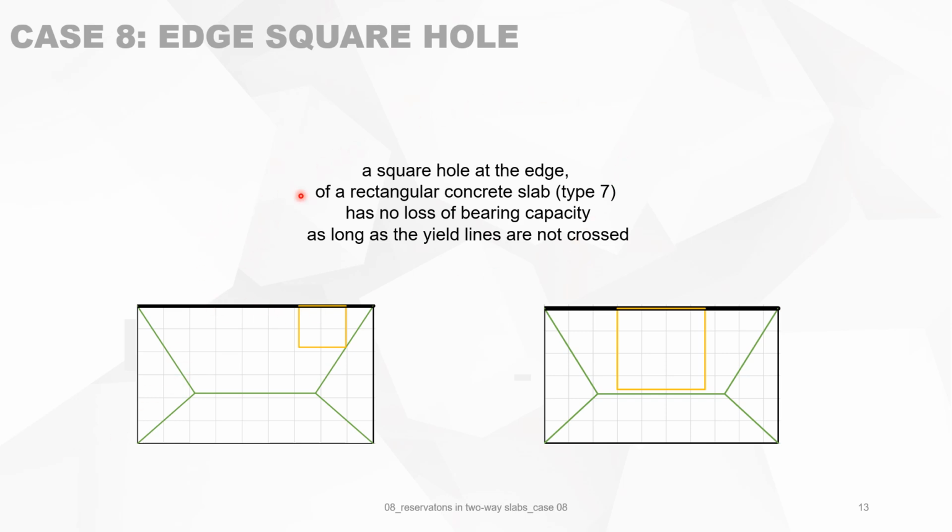A square hole at the edge of a rectangular concrete slab, type 7, has no loss of bearing capacity as long as the yield lines are not crossed.